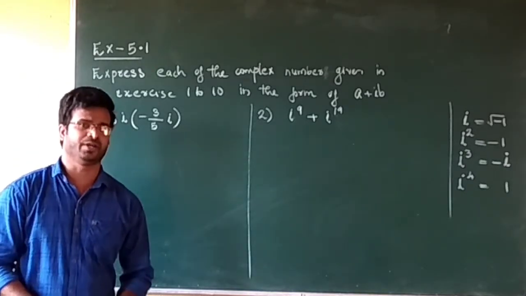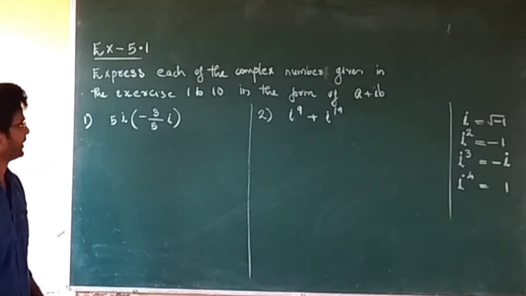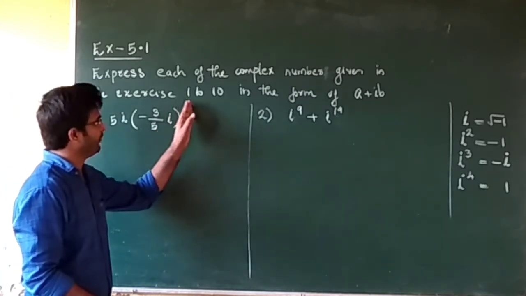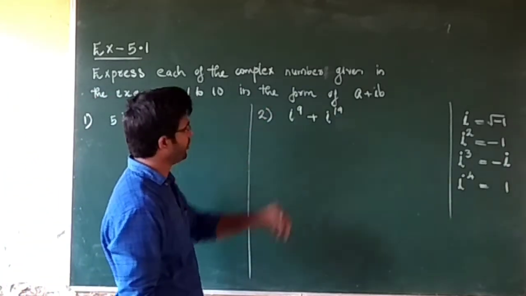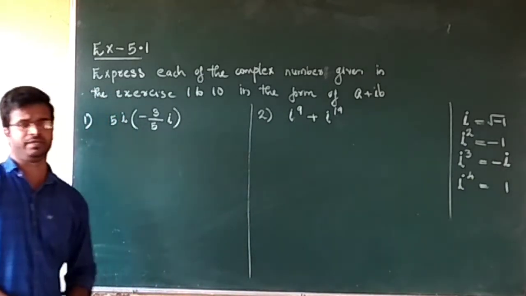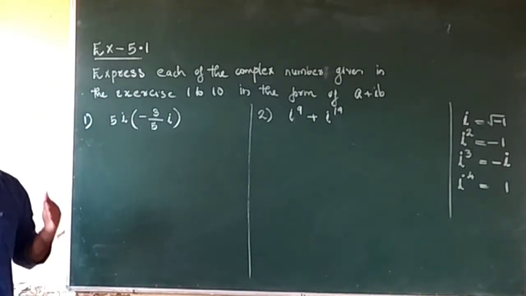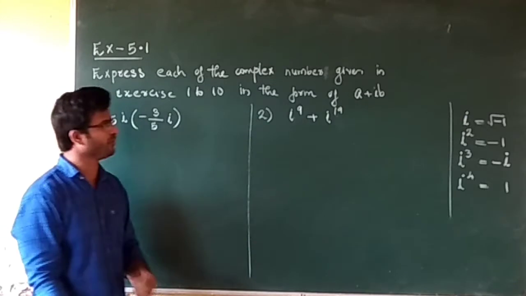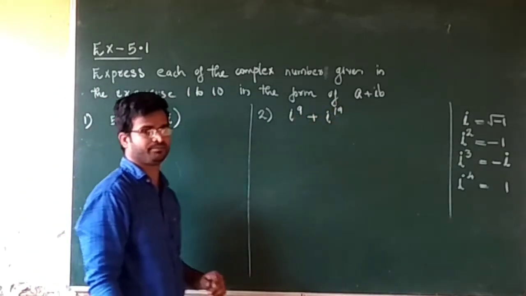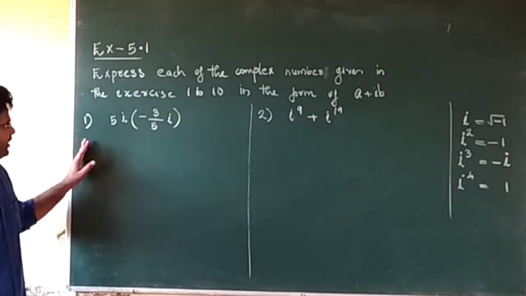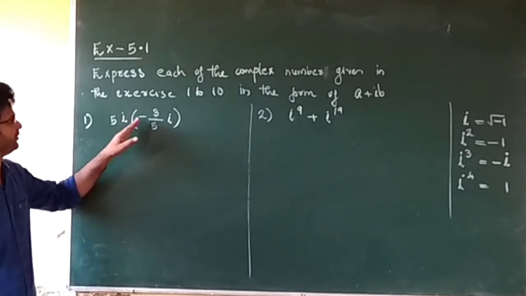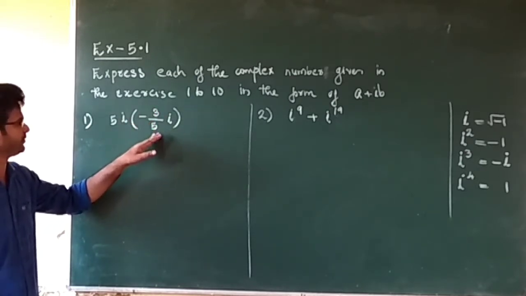Now we can see exercise 5.1. Express each of the complex numbers given in exercise 1 to 10 in the form of a plus ib. Here some questions are given, we have to express in the form of a plus ib. Then question number 1 is 5i into minus 3 divided by 5i.